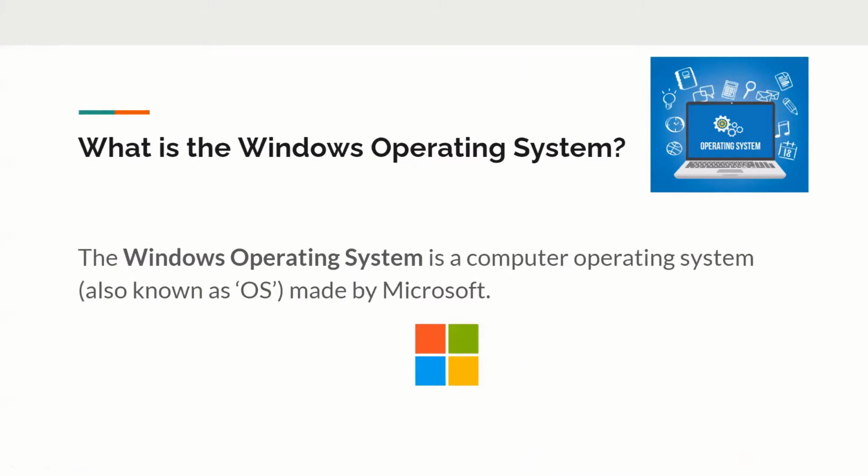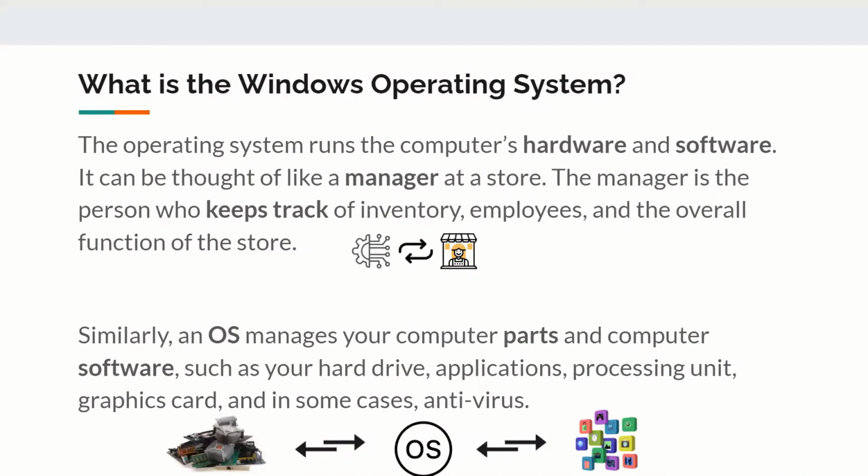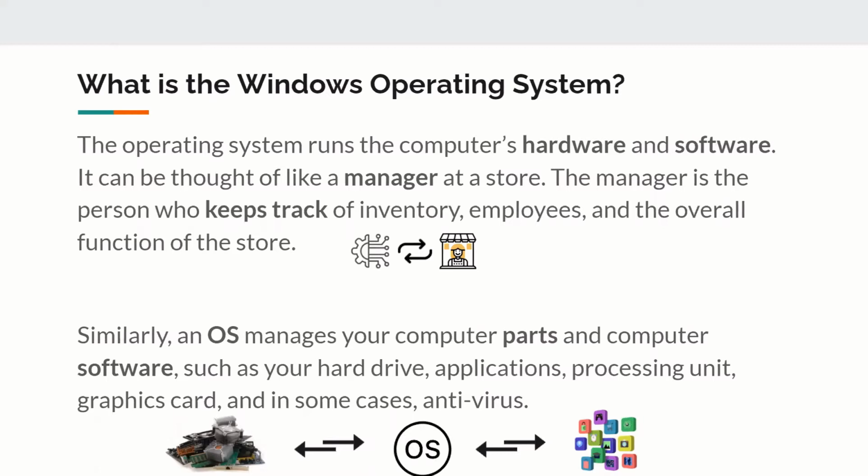All right, so firstly, what is the Windows operating system? The Windows OS is a computer operating system made by Microsoft. The operating system runs the computer's hardware and software. It can be thought of like a manager at a store. The manager is the person who keeps track of inventory, employees, and the function of the store. Similarly, an OS manages your computer parts and computer software, such as your hard drive, applications, processing unit, graphic card, and in some cases, antivirus.